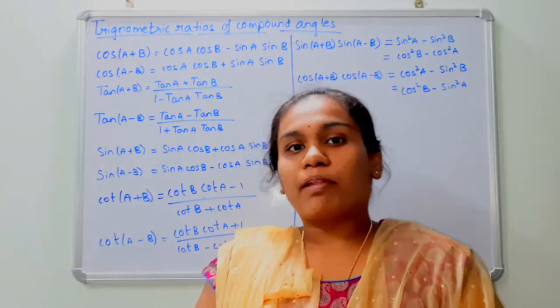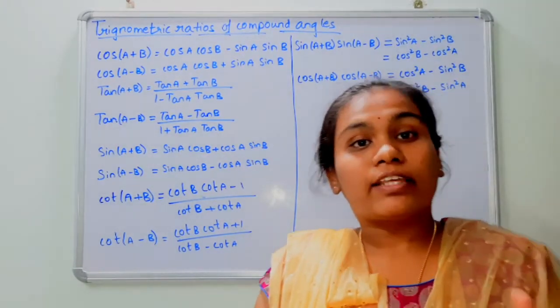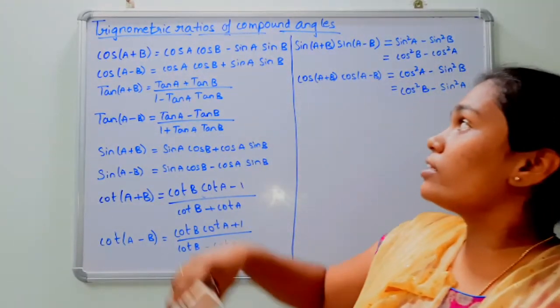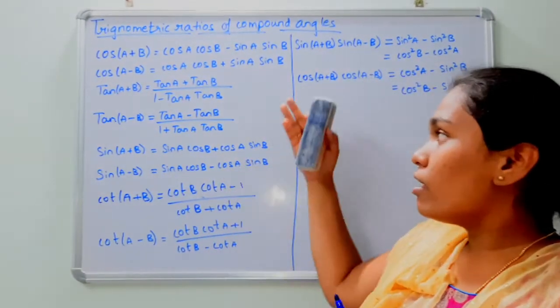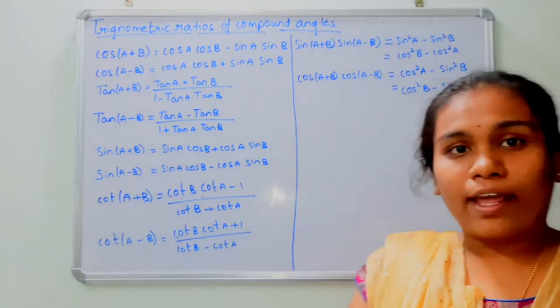In this session I am going to explain trigonometry. This is the second session, which is known as trigonometric ratios of compound angles. So these are the formulas regarding the compound angles.